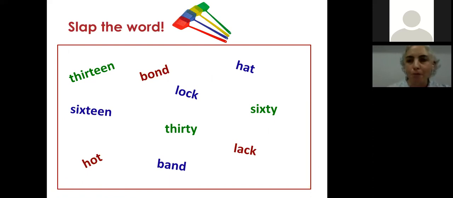And hopefully, the student that slapped the word "thirty" first would get a point for their team. And then I'd have the next students come up. So it's a good way to add a little competition to practicing listening for minimal pairs. But of course, you could also use any vocabulary that you're working on in your textbook.